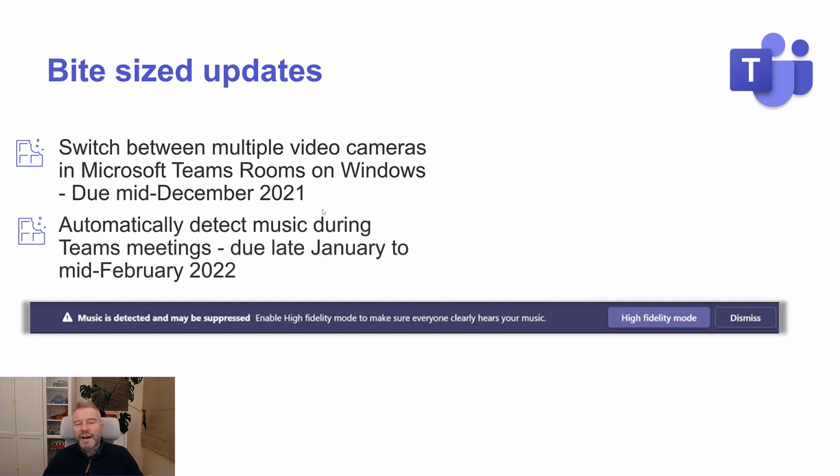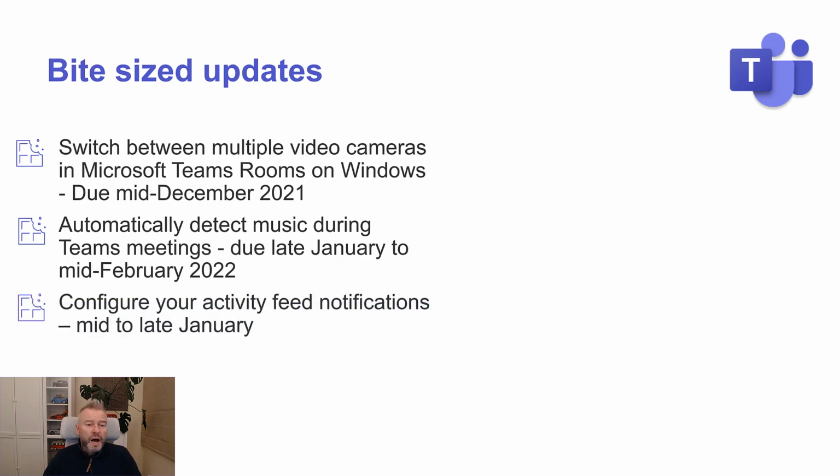Automatically detect music. That's that thing I told you about a few minutes ago. The system is detecting the fact that someone's playing music, and it's asking you, should I cut this music out? Are you in a coffee shop? Or are you actually trying to play music to your audience? In which case, do you want to turn on high fidelity mode for the sound, and it just comes across a lot nicer.